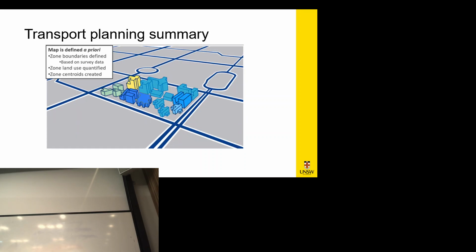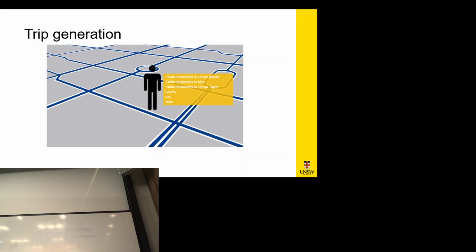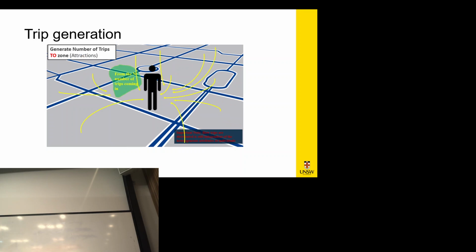So what you do for a zone, you have this number of people, and let's look at it individually, okay? Trip generation in a nutshell is how many trips to and from each zone, okay?